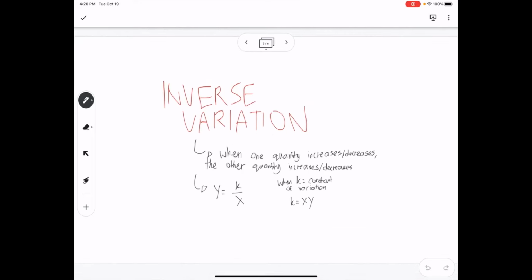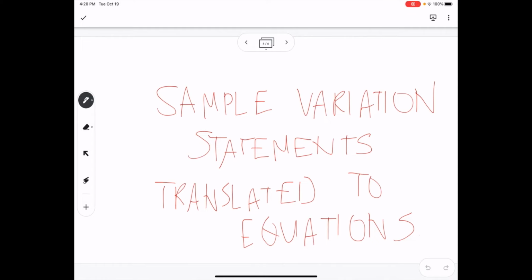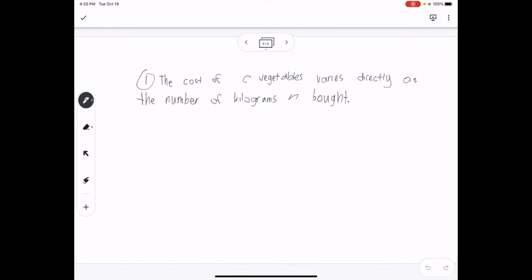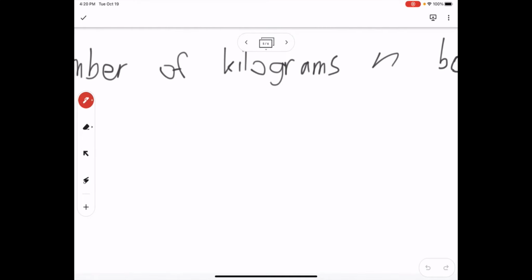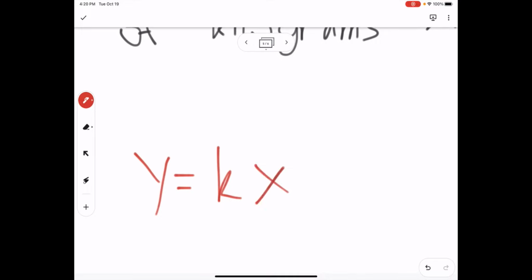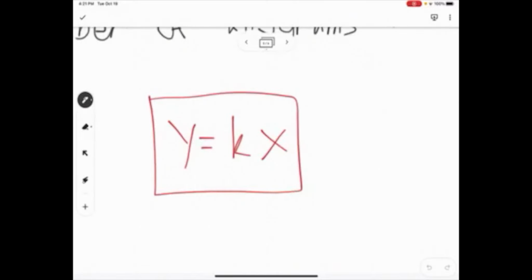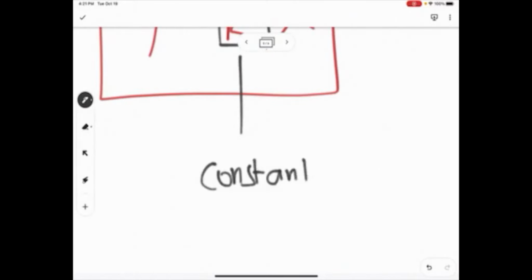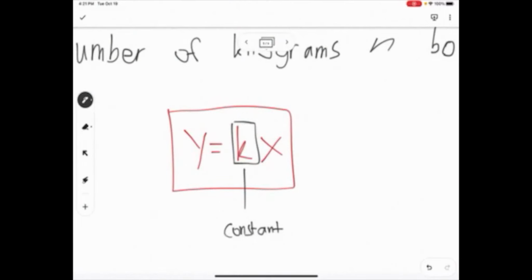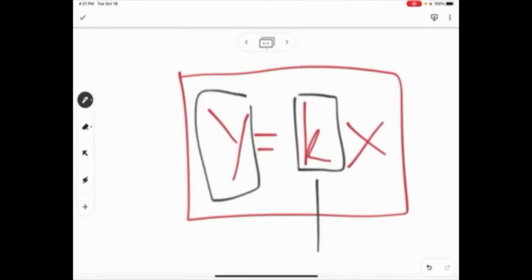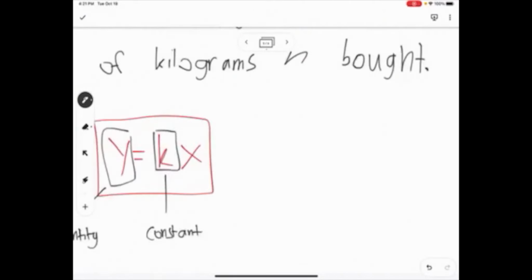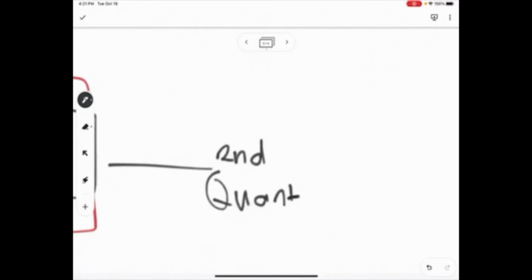Now we're going to try to answer some sample variation statements translated to equations. The cost of sea vegetables varies directly as the number of kilograms n bought. Before we actually solve one, I will give you a quick lesson on how to do this. So we have the equation, right? I'm going to be labeling the parts. So k is the constant. What I mean by constant is basically it's not going to be substituted, it won't change, it's just going to remain the same. For y, it is the first quantity. And x is the second quantity.